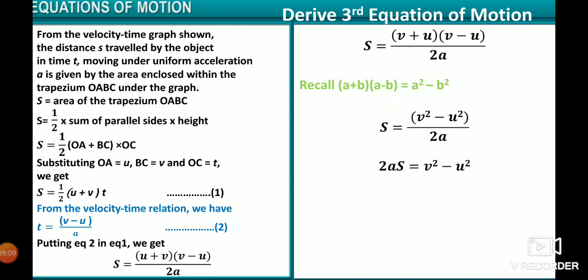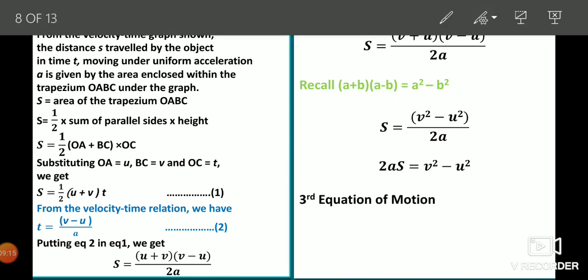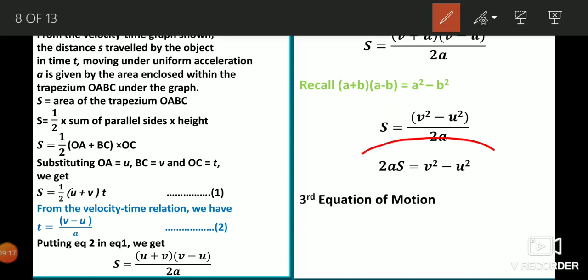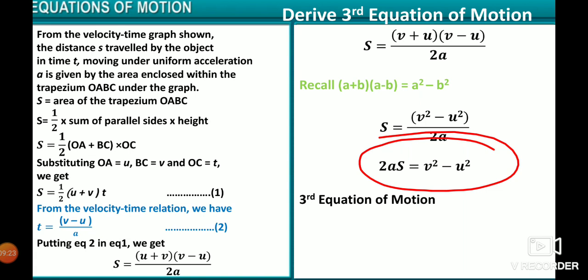Now only one thing is left, just shifting the denominator 2a over to the other side. You get 2as equals v square minus u square. And what is this? This is your third equation of motion. Hence, the third equation of motion, 2as equals v square minus u square, is derived.